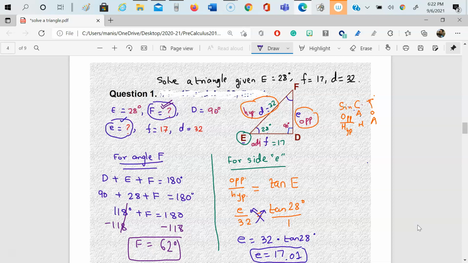Since we got the value E, now do a check: did you find everything which was required? Yes. The question was asking me to find the value of uppercase F, that's my angle. I got the 62, and lowercase e is my 17.01. That's my answer over here. So let's proceed to the next problem.